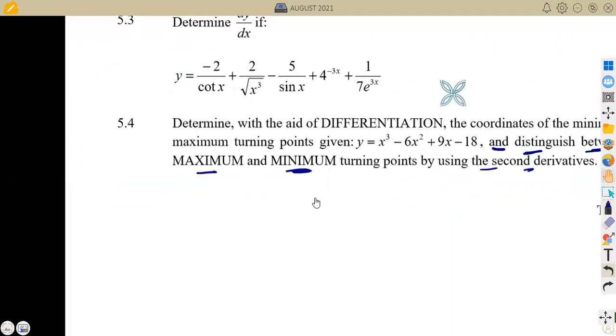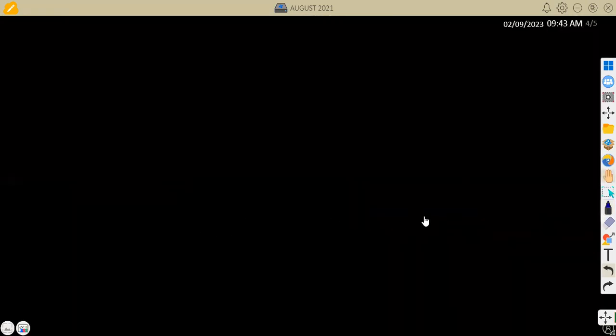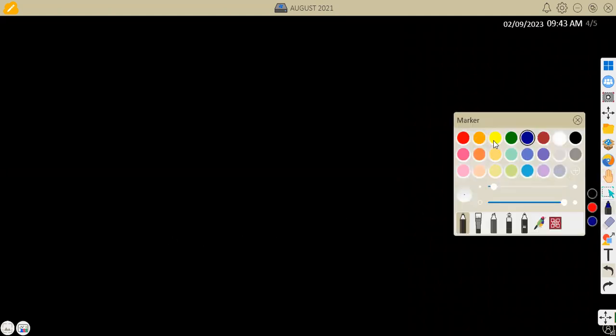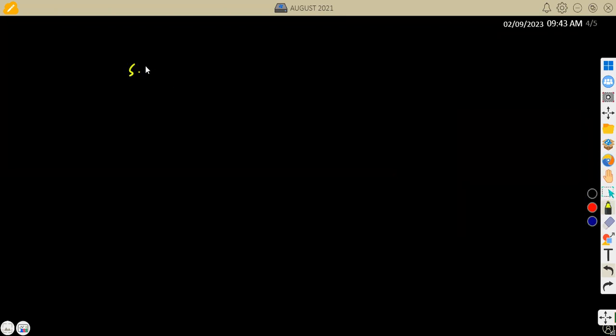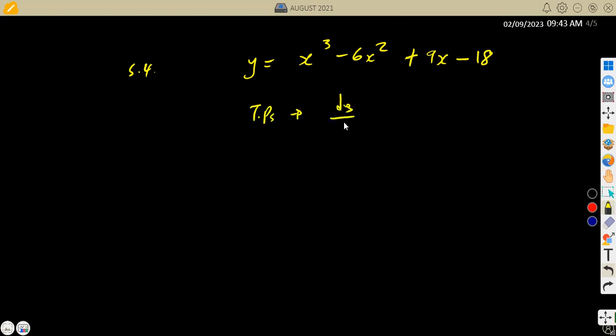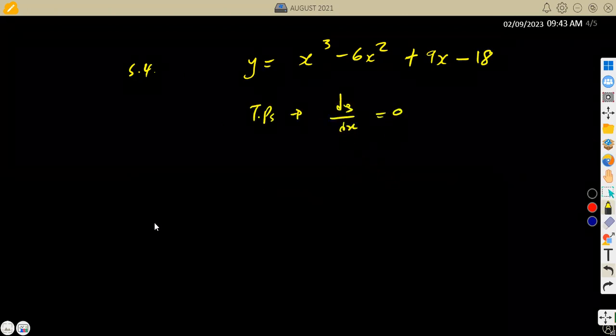Let's see, guys, what we're given. This is a cubic function, and we need to find the turning points. Remember, I told you guys that at any turning point, the first derivative with respect to x must be equal to 0. So y is equal to x cubed minus 6x squared plus 9x minus 18. As long as it's a turning point, the derivative of y with respect to x must be equal to 0.